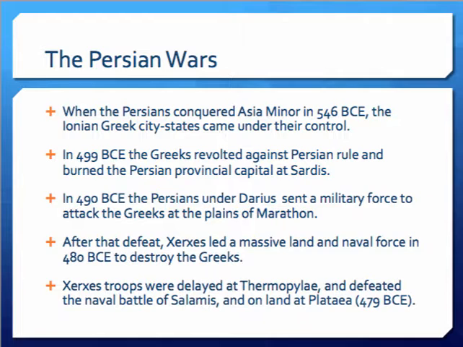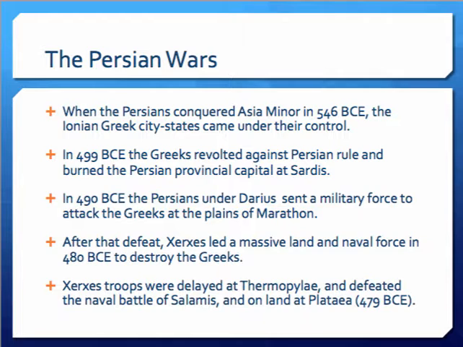The Persian Wars themselves. When the Persians conquered Asia Minor in 546 BCE, emerging out of Central Asia, the plateaus and mountainous regions of Iran, expanding westward through Mesopotamia, down into the Middle East, the Levant, Egypt, and then into Asia Minor. When they conquered Asia Minor, the Greek city-states that had developed during the Dark Ages and the early colonial period came under their control. This is Ionian Greece, the western portion of Asia Minor.